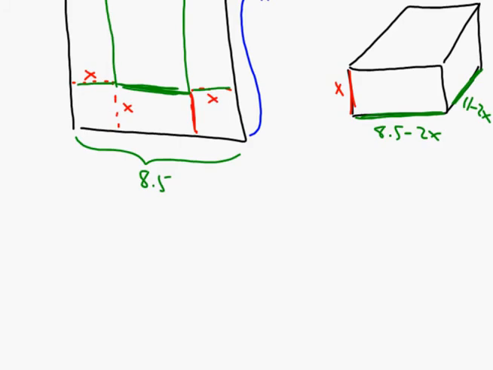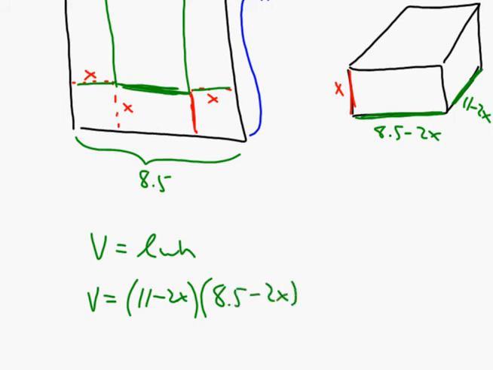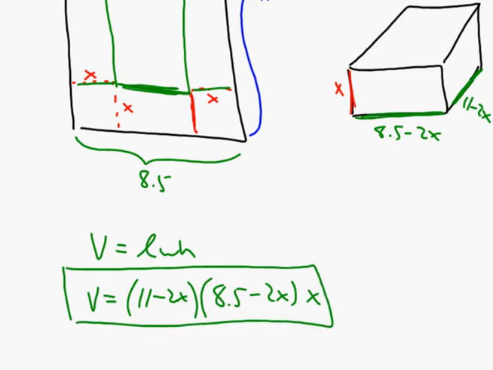And now we have an expression, or we can get an expression for volume. The volume of a box like that is length times width times height. Or in our case, 11 minus 2x times 8.5 minus 2x times x. So what we have is a function that tells us the volume of the box depending on how big of a square we cut out of the box.